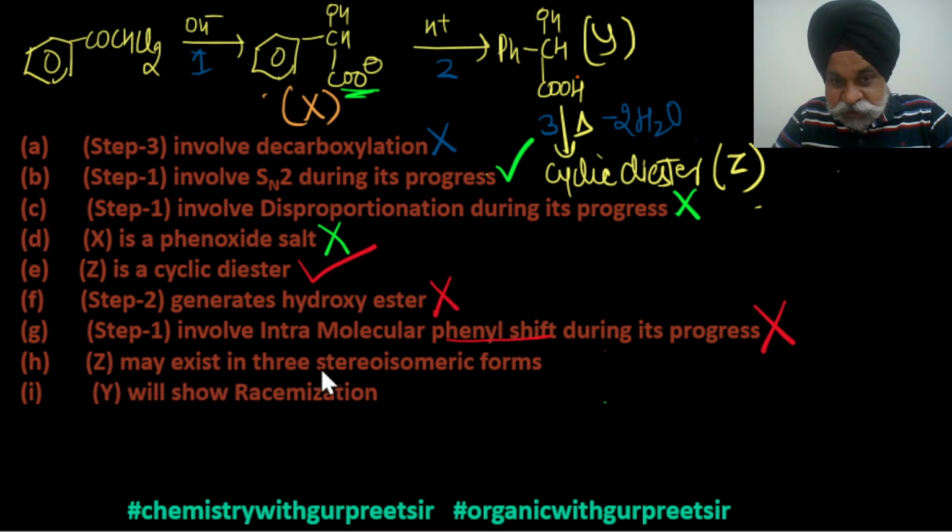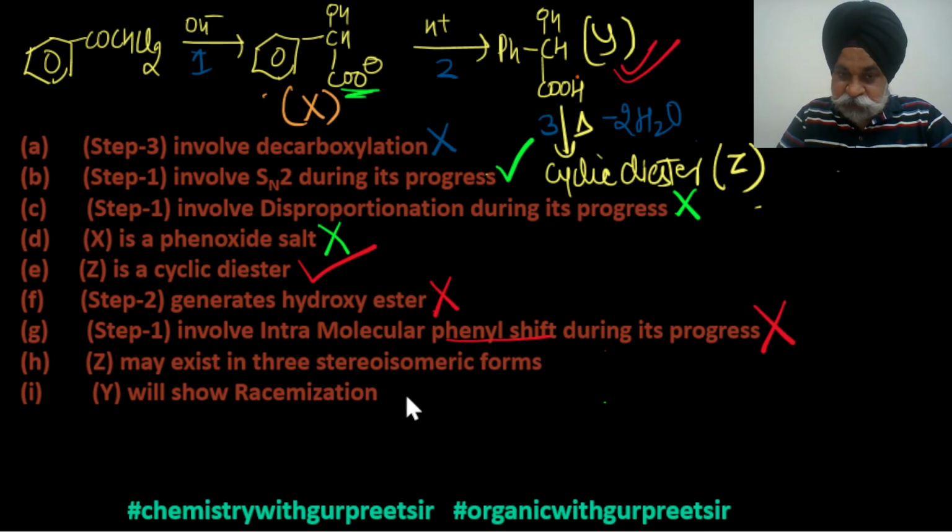Z may exist in 3 stereoisomeric forms. This we have to check. And Y will show racemization. What was Y? This is Y. Yes, Y can show it, because it is optically active, and during the progress of this reaction, it may generate racemization. Both enantiomers can be formed.